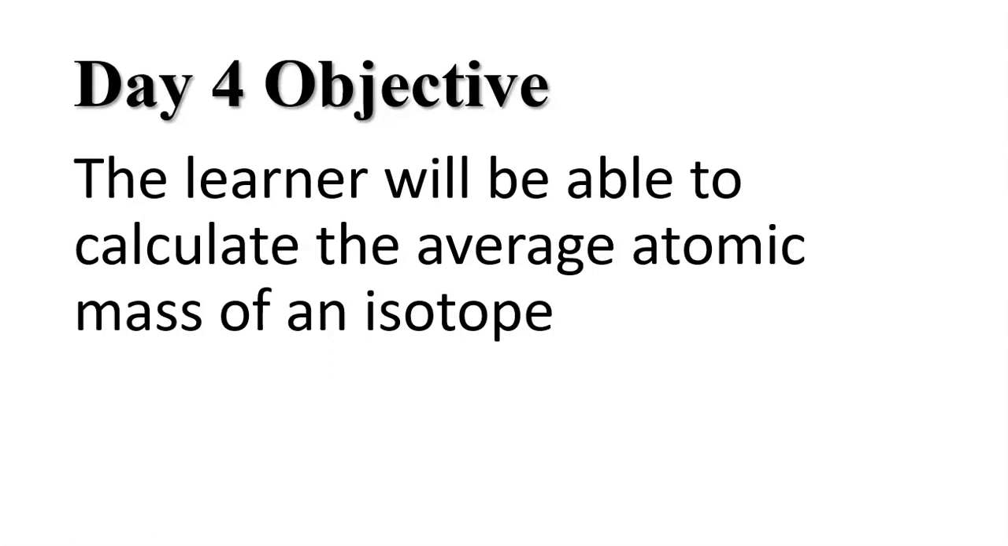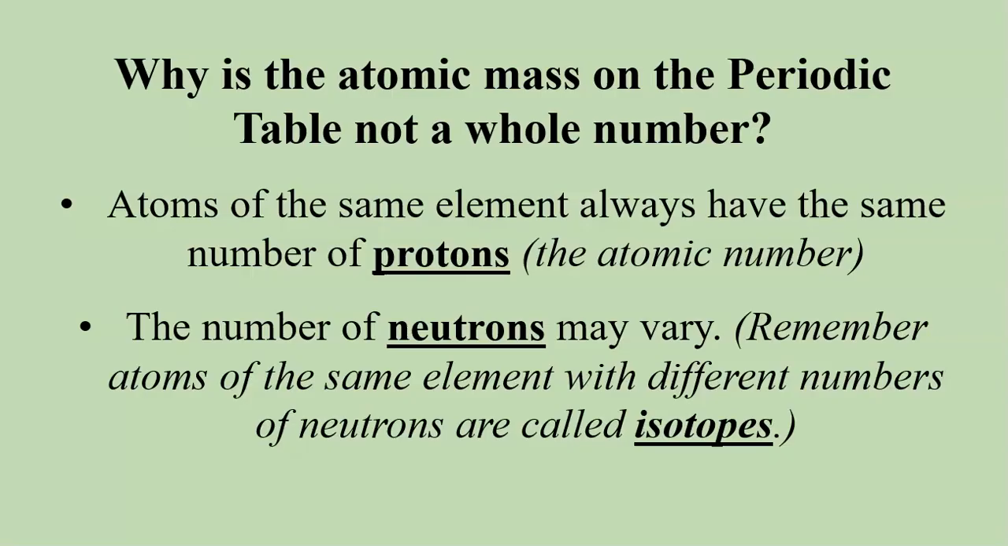We are going to calculate the average atomic mass of an isotope today. So to start off, why is the atomic mass on the periodic table not a whole number? This is because atoms of the same element always have the same number of protons, which is the atomic number. The number of neutrons may vary. Remember, atoms of the same element with different numbers of neutrons are called isotopes.